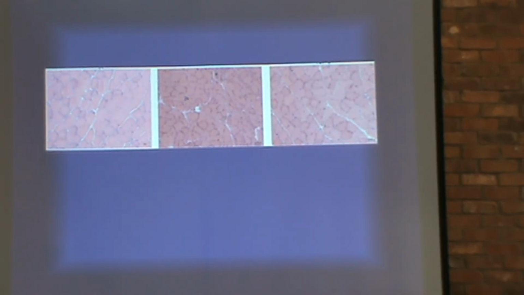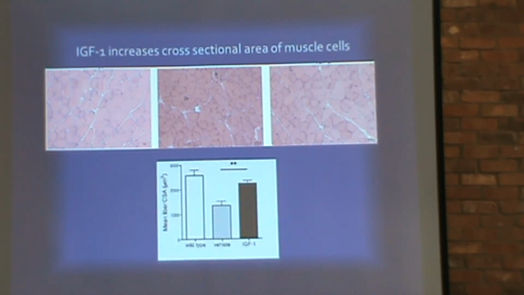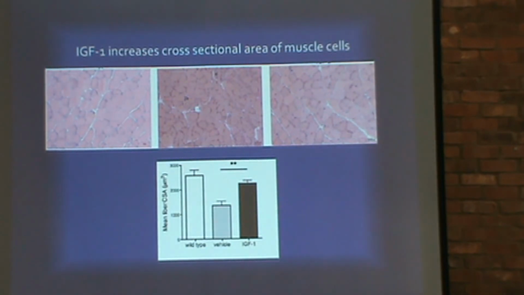Yeah. And of course you're going to say, well, they just picked the data. Well, then they measured a whole bunch of mice, and what they found was the gray was KD, the black is the cross-sectional area of the muscle cells when they have KD and IGF. And they're almost back to normal. Wow. I'm already feeling buff.